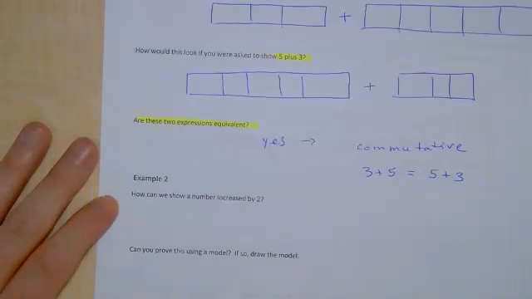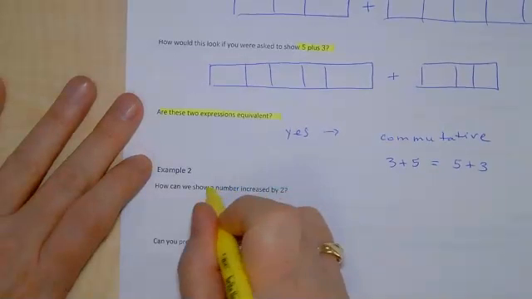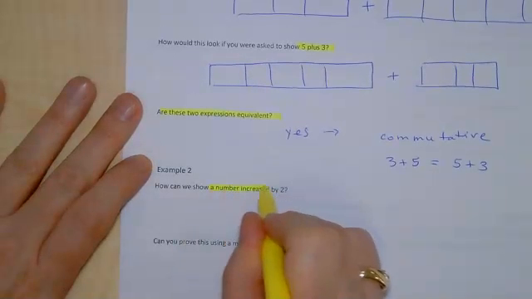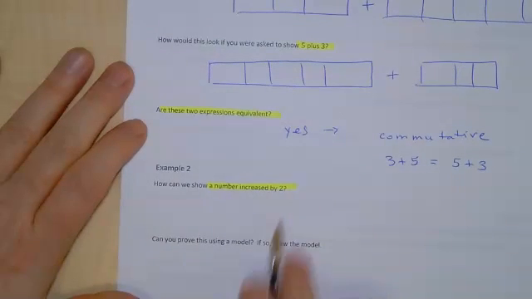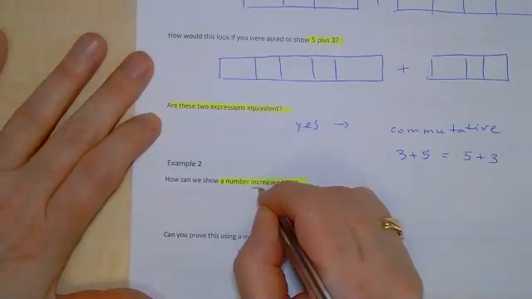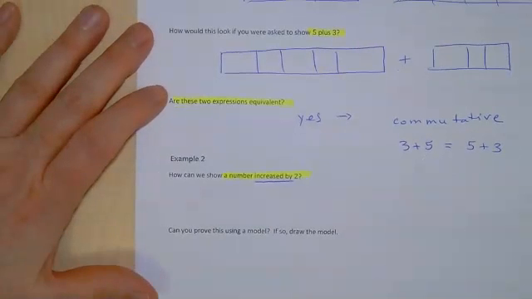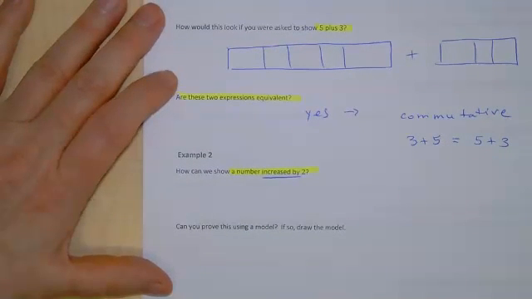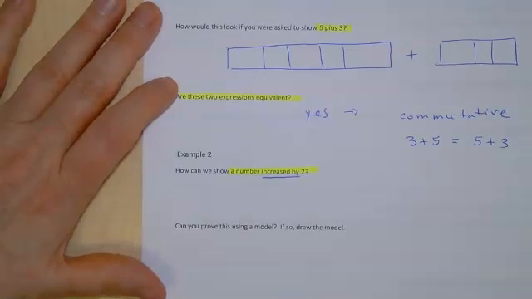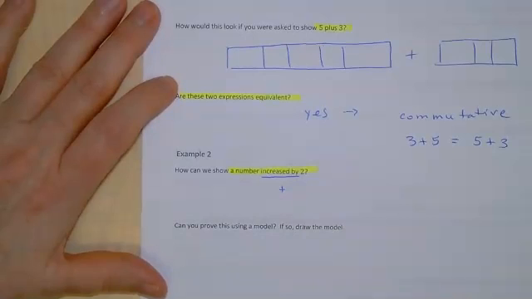Okay, here's where the algebra starts. Now we're going to talk about a number. A number. They're not telling us what number, so that means we have to use a variable. Increased by 2. So tell me, what does the word increased by tell you you're going to do? We're going to increase something. Caden. So is that add, subtract, multiply, or divide? It is add. So increase by means to add.